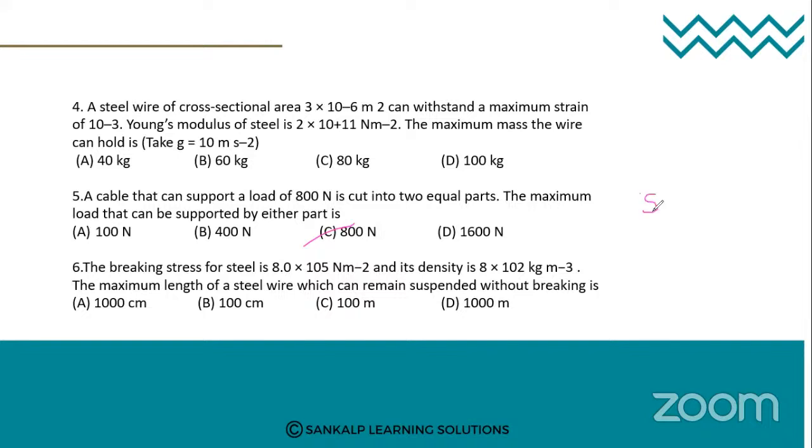Here the breaking stress is given as 8 into 10 to the power of 5. W is equal to mg, the weight of the wire is expressed as mg. So to calculate the mass, what we need to calculate here is the maximum length of the wire. So fast, are you getting option D or option C?